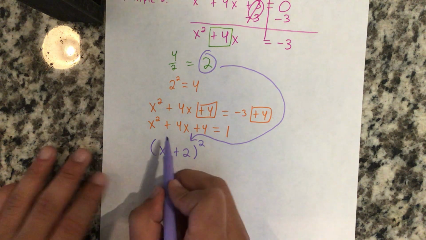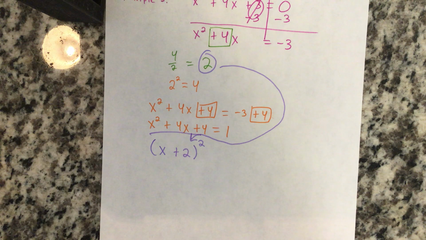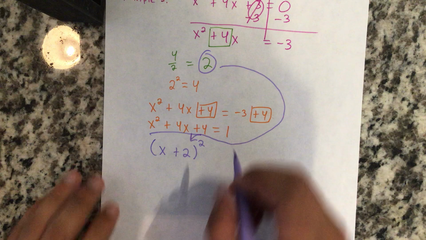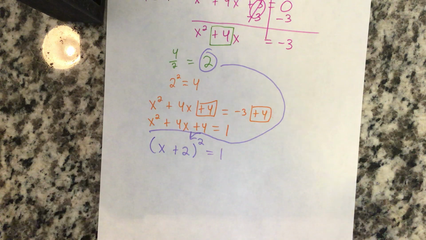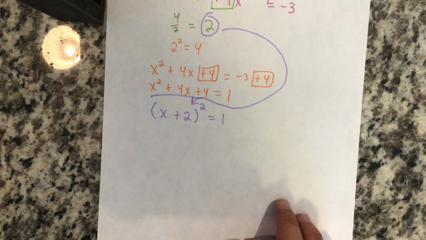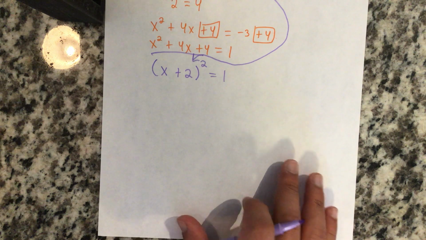That's a perfect square of this. I promise it is. It's going to work every time. And then we still bring down whatever's at the end. So equals 1. Right? And that's step 4. Step 4 is done. Let's slide down some more.